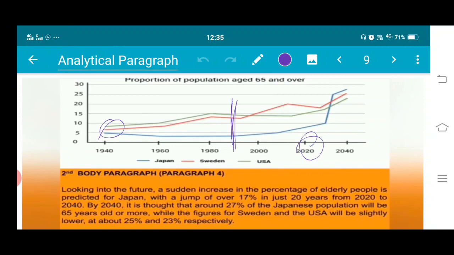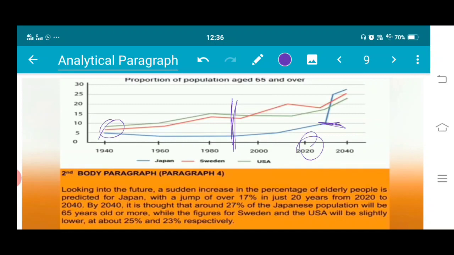Then we can add here that looking into the future, after 2020, till 2040, a sudden increase in the percentage of elderly people is predicted for Japan. So here you can see at this point at Japan, there is a sudden change, right, it is increasing only.